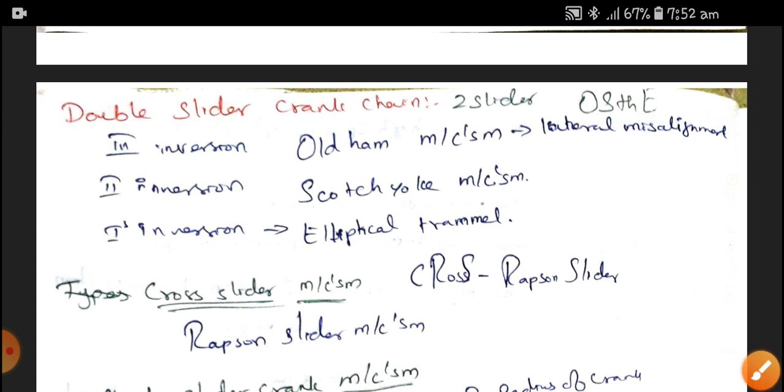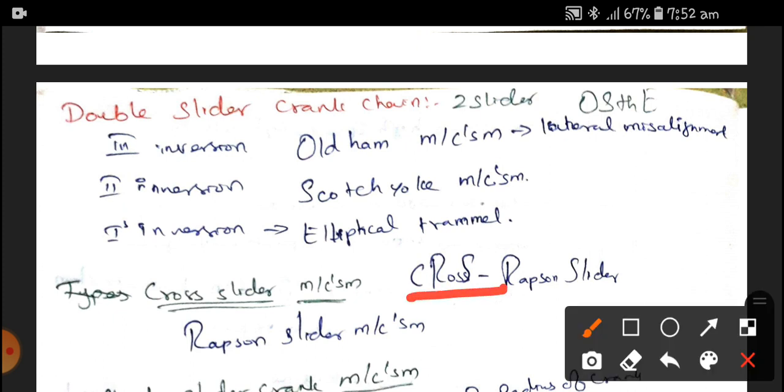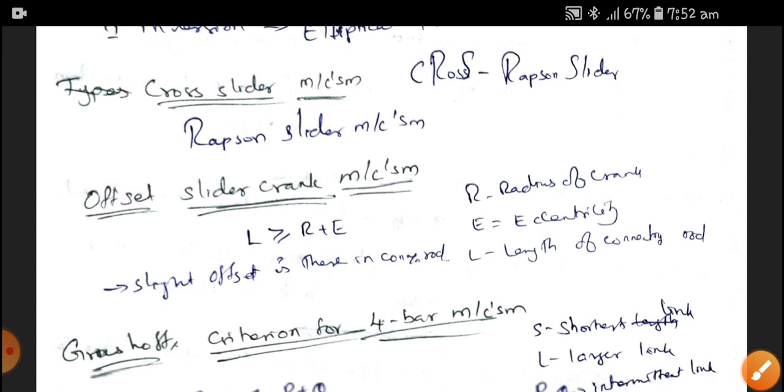And next one is an important mechanism, the cross slider mechanism. From the name itself you can understand: cross, or you make an R as a capital 1, R and S as a capital 1. That means a revolute pair and slider is a cross slider mechanism. Next one is the offset slider crank mechanism. That is, R is the radius of the crank and E is the eccentricity, a slight offset, of the connecting rod of length L. Therefore, the connecting rod L is greater than or equal to R plus E.